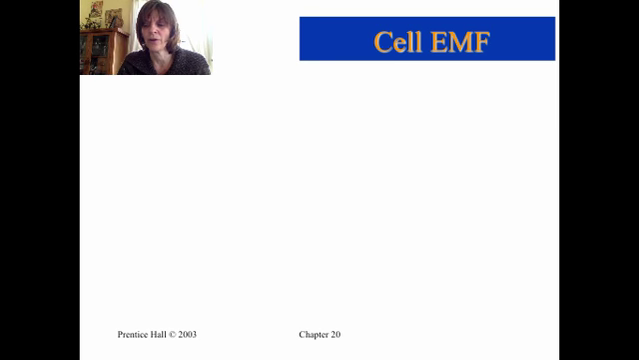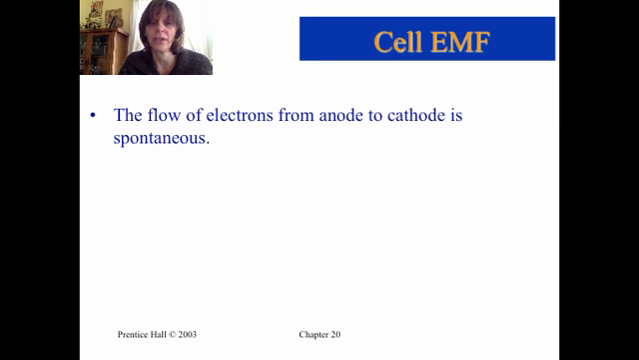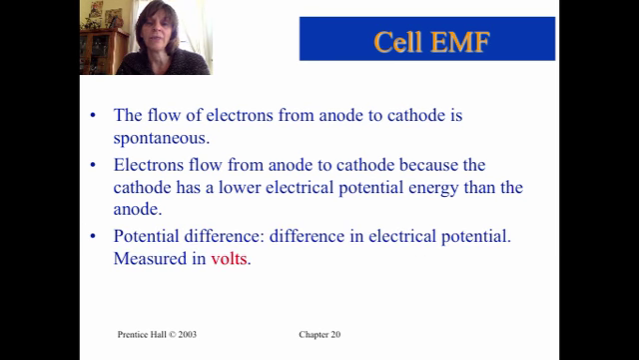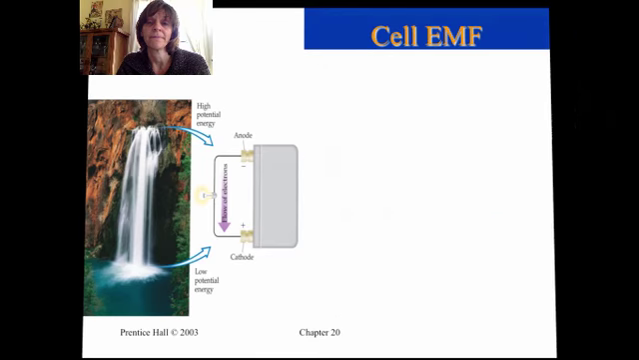Okay, last topic for this podcast is the EMF, or the electromotive force of the cell. So the flow of electrons from anode to cathode is spontaneous. Electrons flow from anode to cathode because the cathode has a lower electrical potential energy. It's lower on the activity chart, is the way you would have thought of it so far. And the difference is measured in volts.